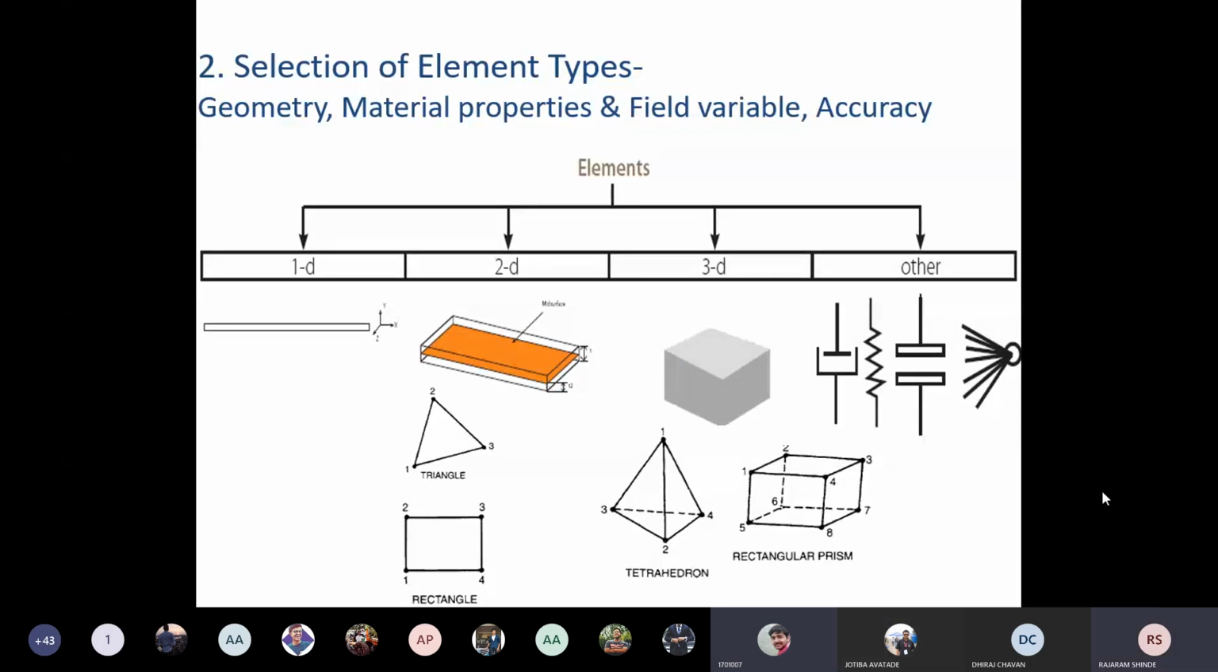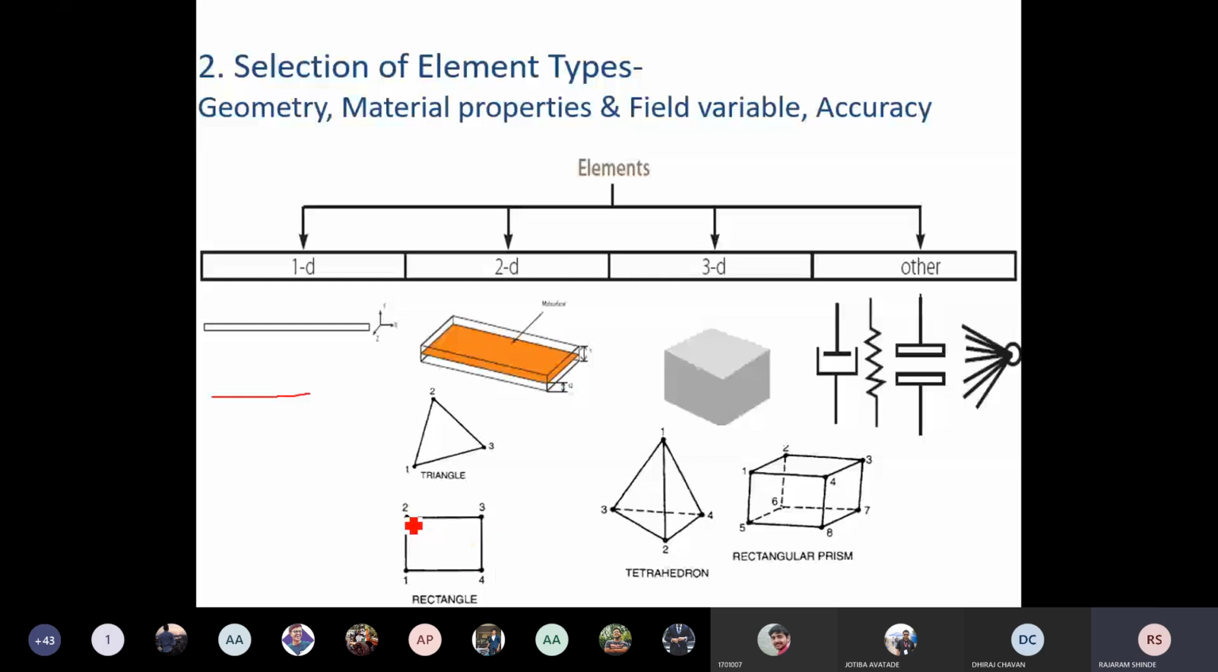Yes, Jyotiba. One dimensional triangular, sir. A one dimensional triangle is not one dimensional. A triangle is two dimensional. A one dimensional element is a line element. You have to remember, a triangle is two dimensional. Here you see the geometry. What is one dimensional geometry? It is a line. And a triangle is a two dimensional geometry. A rectangle is also a two dimensional geometry.